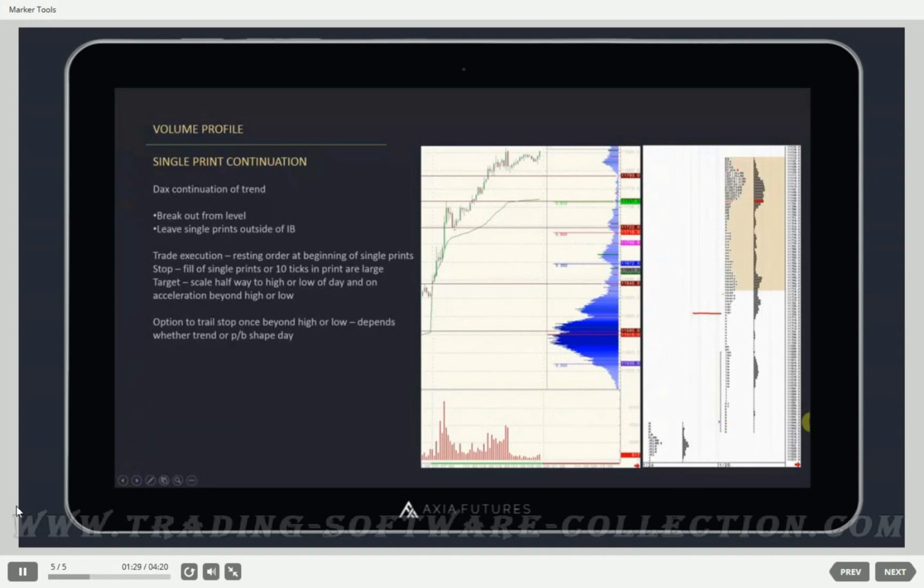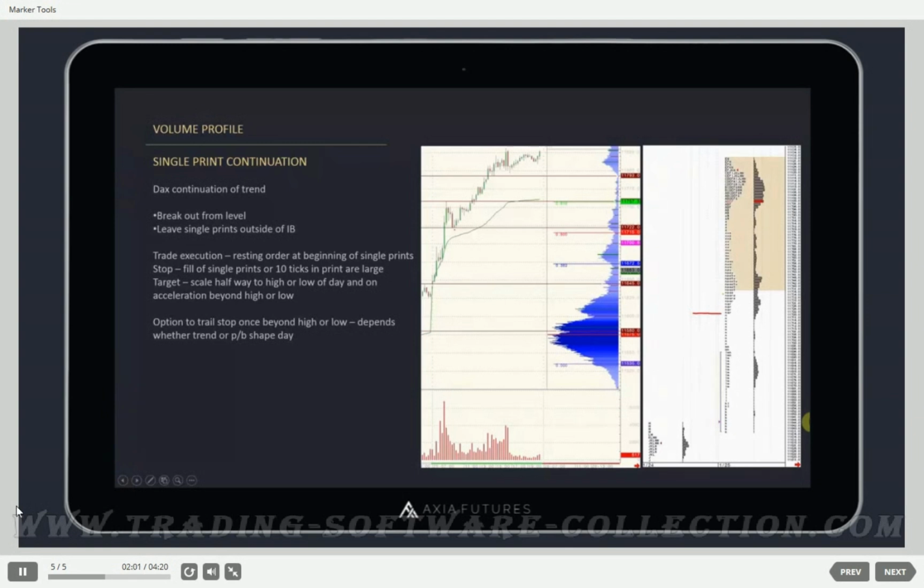It's then a case of where you put your stop. Generally, when I look at a trade like this, I'm either going to have my stop below the fill of the single prints or 10 ticks through them. Depends on what is smaller. You don't want to really be taking this trade on looking at a stop of around about 35 ticks. It's a pretty big loss in the DAX in particular. So that's how I manage that trade. You look for a resting bid and then you're looking for continuation.